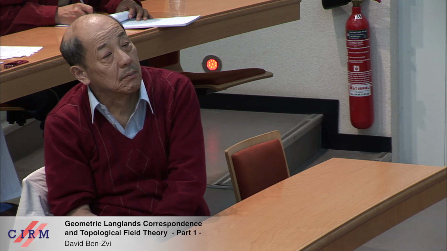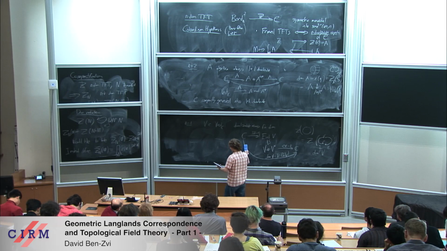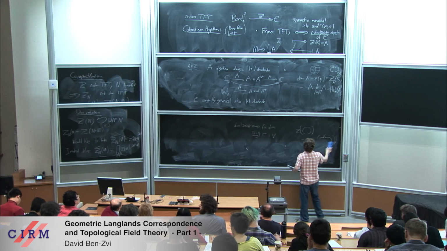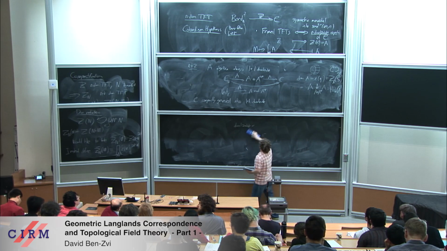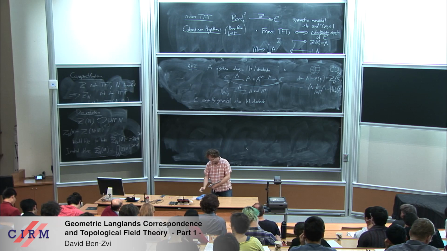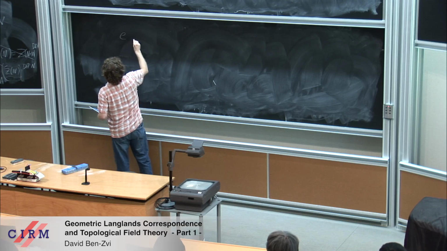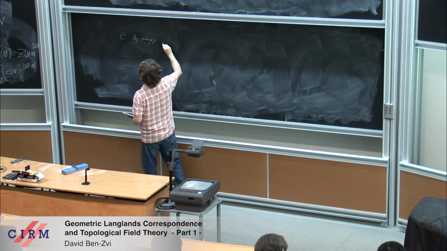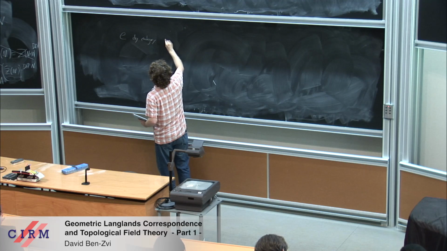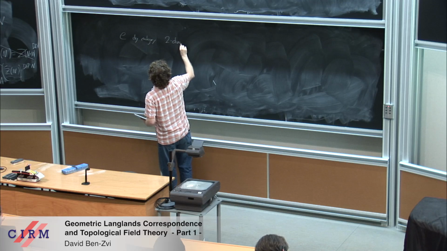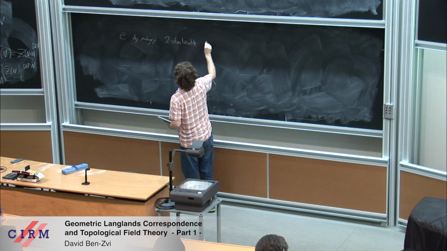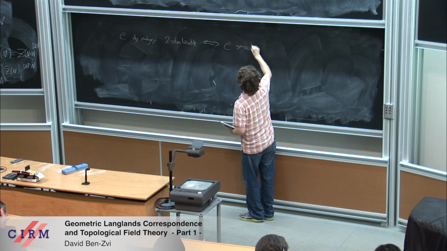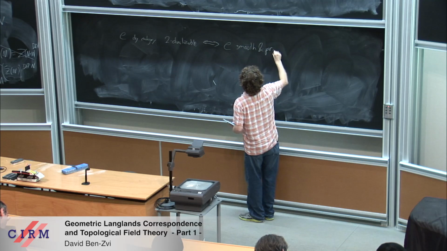So to be 2-dualizable, I need some strong finiteness properties. If I give you a DG category, or an algebra, rather, think of it as a category, it is 2-dualizable if and only if it satisfies two very strong conditions: that C is smooth and proper.